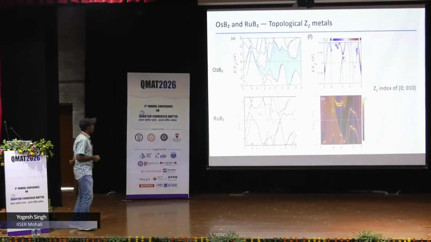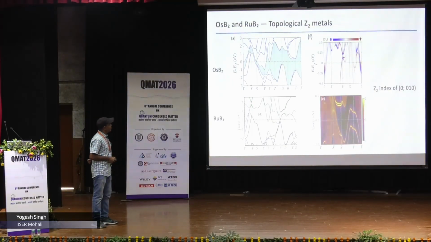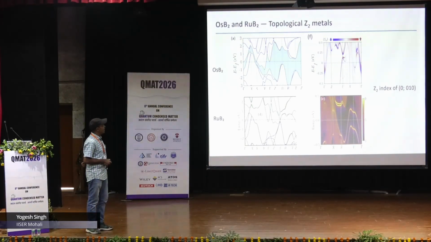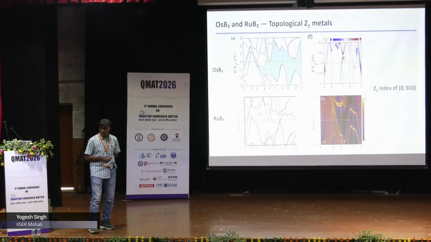Okay. So when this is done, we get a topological index of 0, 0, 1, 0. I'll talk about this if somebody wants. So these are Z2 metals, which means that their surfaces will have spin polarized topological surface states. For example, you can see Dirac-like cones close to the Fermi energy coming from the topological surface states.